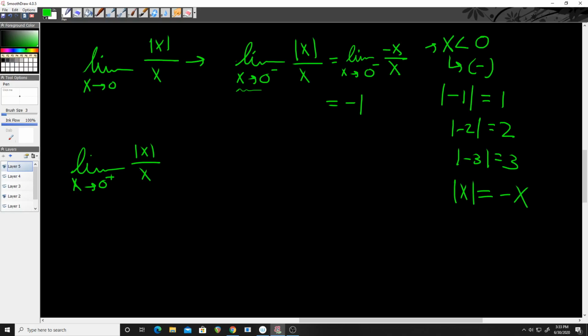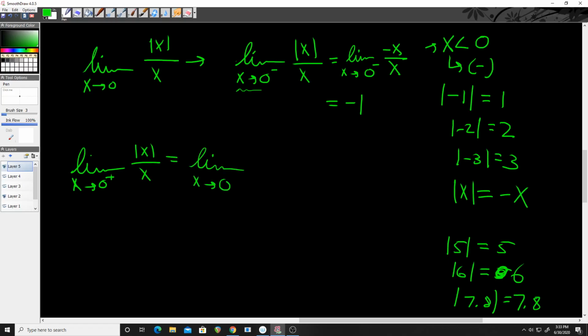Now let's consider the positive case. The positive case is easier, right? Because the absolute value of a positive number is just itself. Absolute value of 5 is 5. Absolute value of 6 is not 5, it's 6. Absolute value of 7.8 is 7.8, so on and so forth. So the absolute value of x is just x. X over x is positive 1.